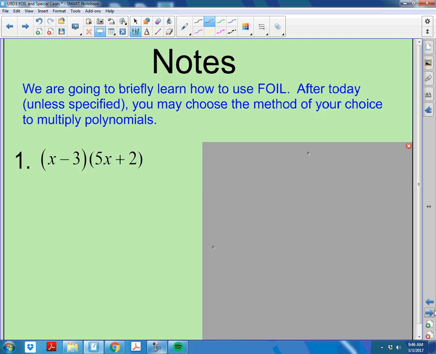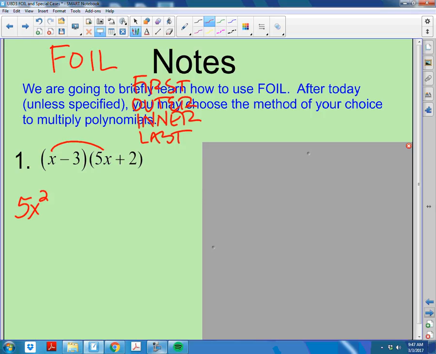So FOIL stands for first, outer, inner, and last. First, outer, inner, last. Now let me show you how that applies. Just watch. It's literally connecting things through multiplication. If you connect your first 2 terms, you get 5x squared. Connect your outer terms, you get plus 2x. Connect your inner terms, you get minus 15x. And you connect your last terms, you get minus 6.